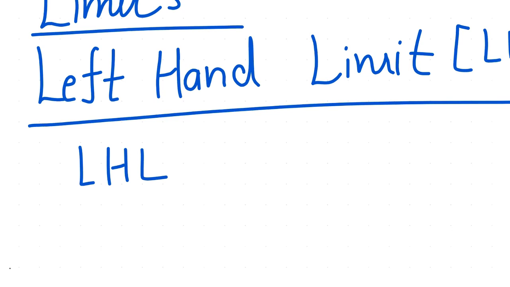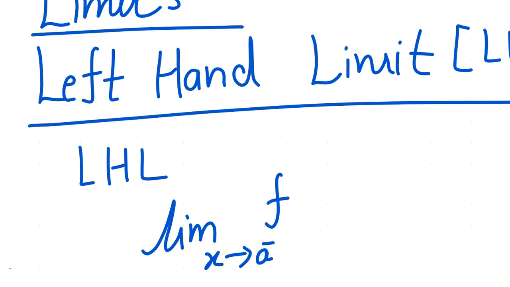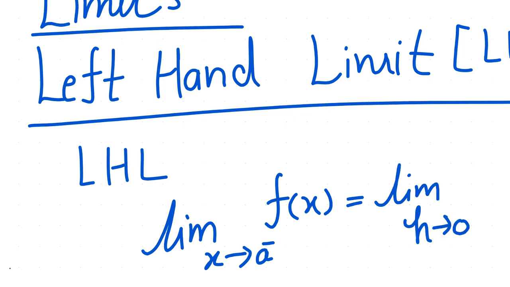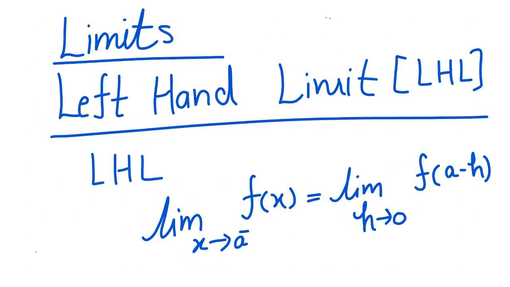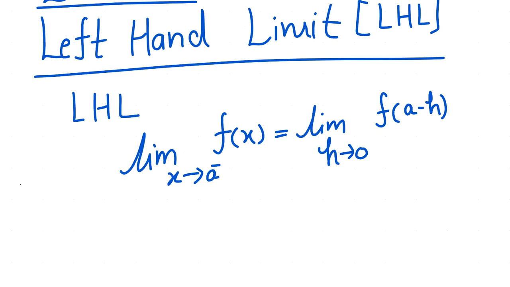Remember always, whenever they give you LHL, it is limit x tends to a, whatever we have here, and we will take for LHL the minus sign. f(x) is equal to, we write it as limit h tends to 0 f(a minus h). Means in place of x, we put x is equal to a minus h for LHL.